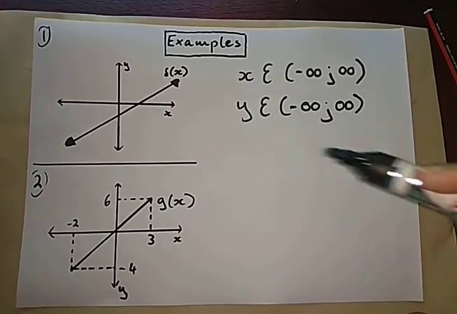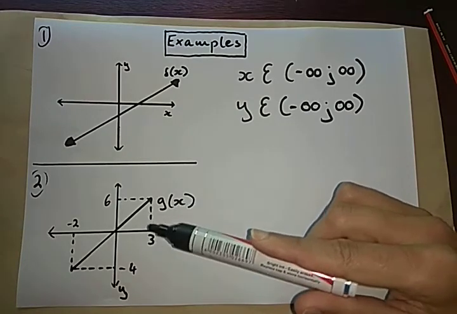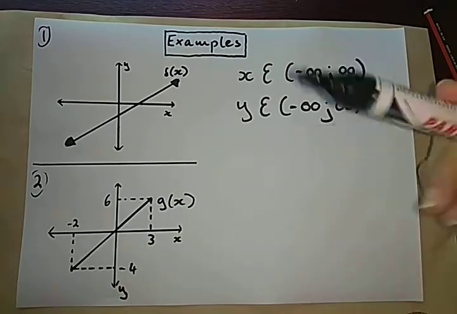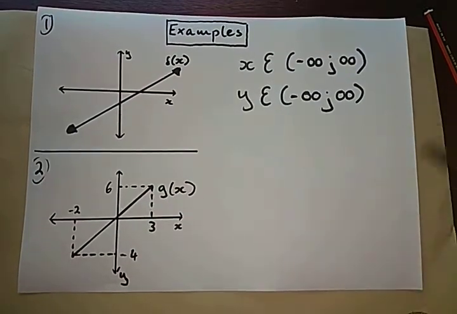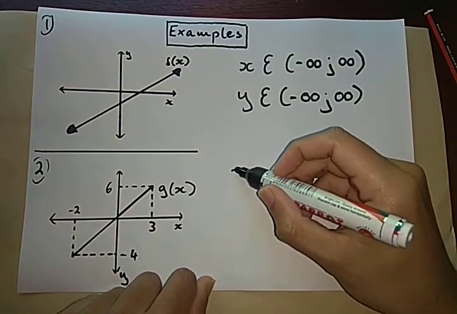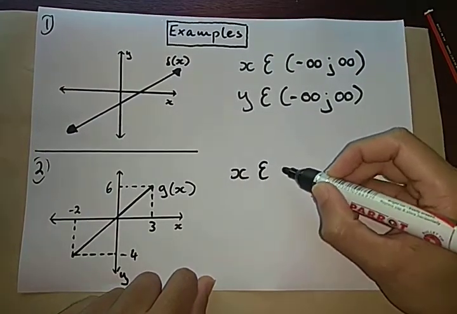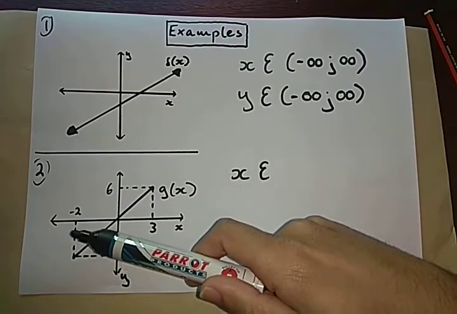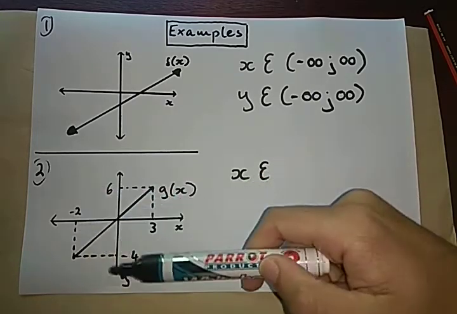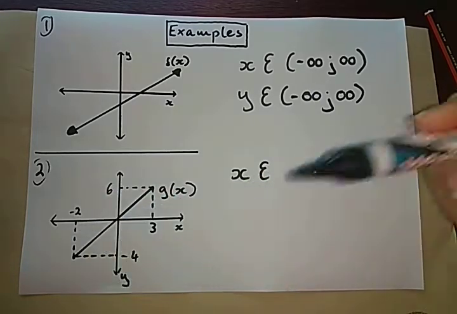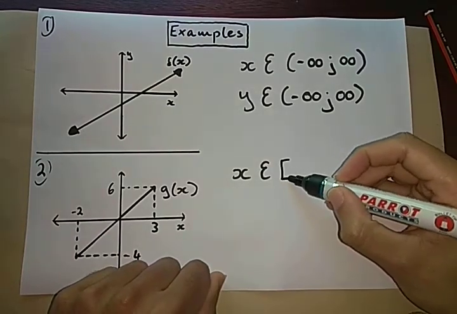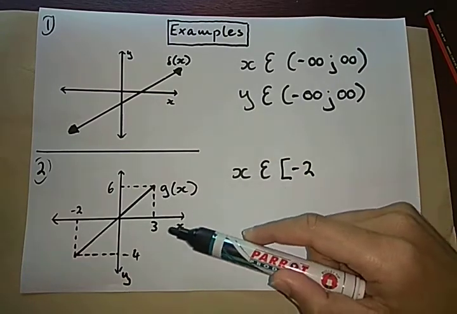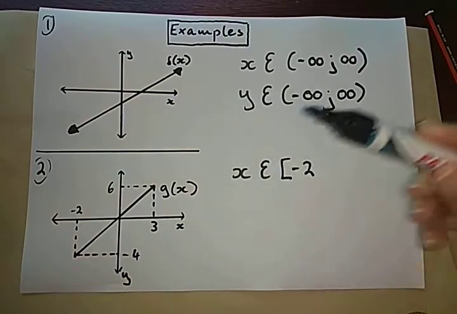It says that we have a straight line again, but this time this graph doesn't continue infinitely. It's constrained at these 2 points. So let's go ahead and find the domain for this graph. We will say that x is an element of, well, the lowest x value on the x-axis will be negative 2. But this graph includes negative 2. So I'm going to use a square bracket instead of a curly one. And the highest value on the x-axis that this graph will cover will be positive 3.